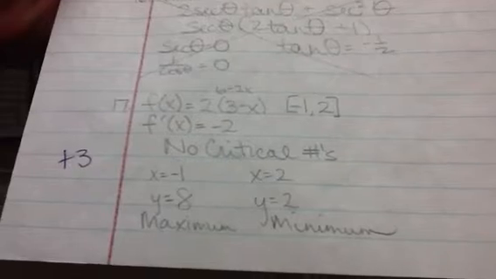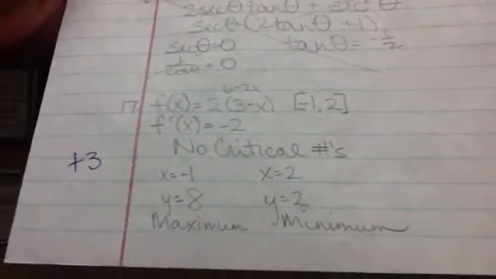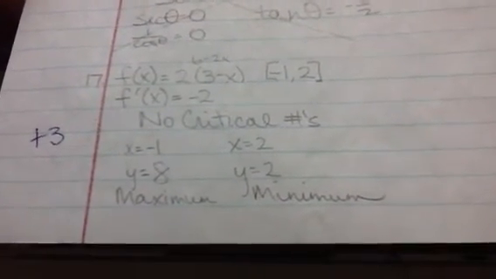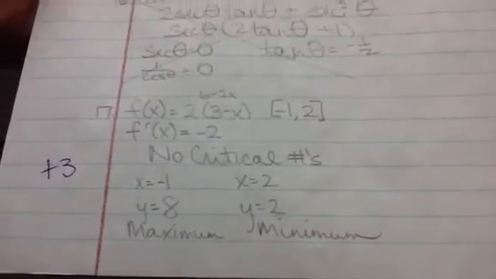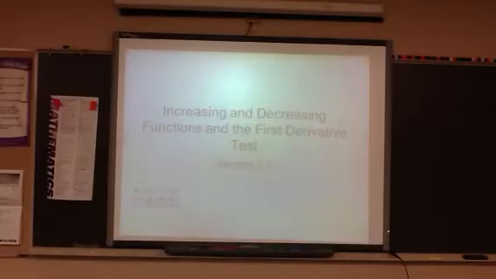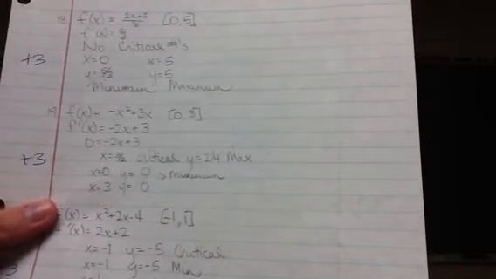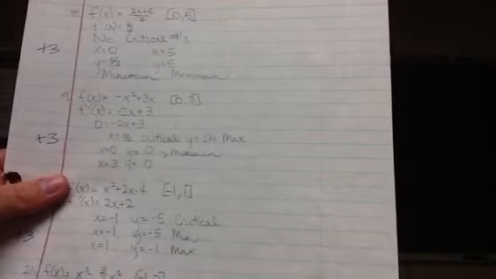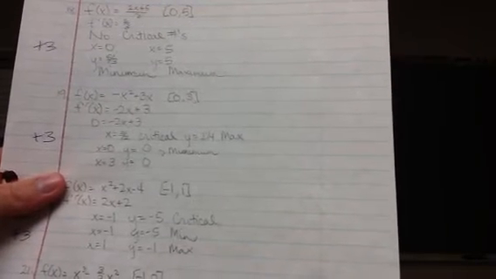Number 17, there are no critical numbers. So you test the endpoints, and (-1, 8) is your max, and (2, 2) is your minimum. For number 18, you get no critical number, and a minimum at (0, 5/3), and a max at (5, 5). 19, your critical number is (3/2, 2 1/4), or 1 1/2, and that ends up being a maximum, and your endpoints are your minimum at (0, 0) and (3, 0).